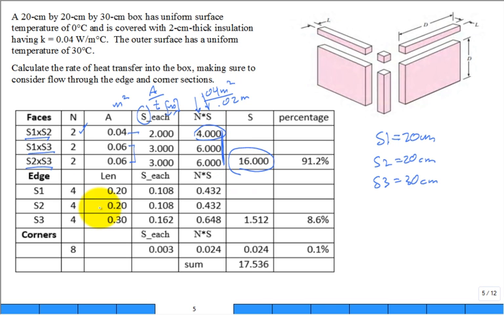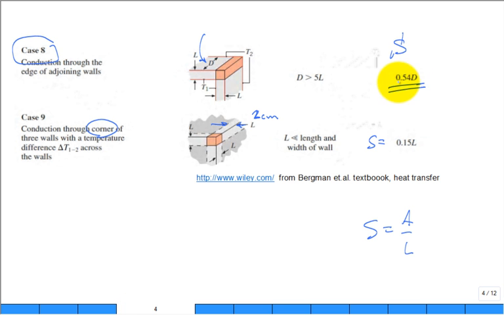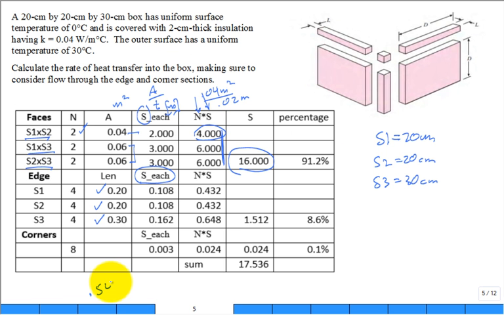And then you consider each edge. I have 4 of them at 0.2, 4 of them at 0.2, and 4 of them at 0.3. You say, what is the S for each edge? I go back to my equation. It was 0.54 times the length. So if I put 0.54 times 0.20, do I get something close to 0.108? Yeah. It's the same thing here for the other longer length.